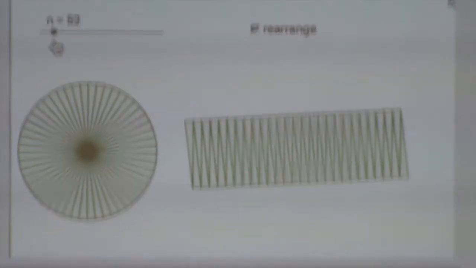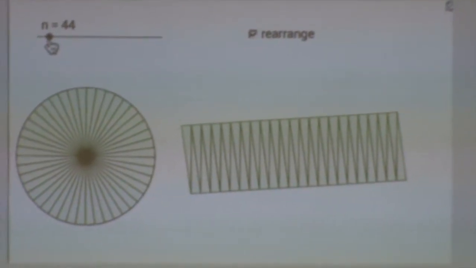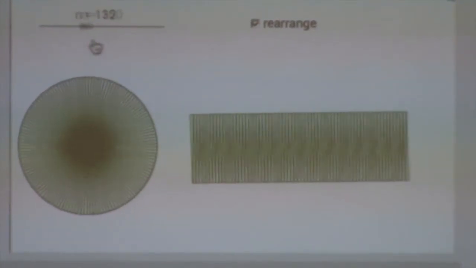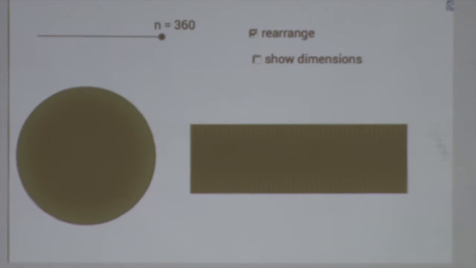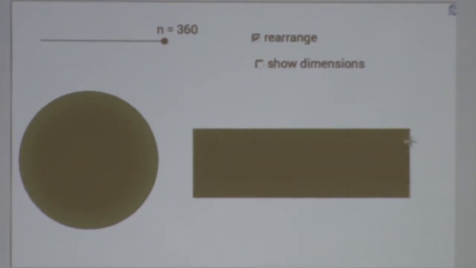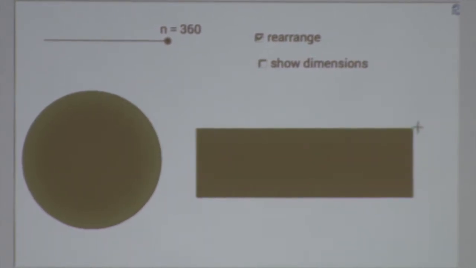Maybe it's easier to think about if I go to fewer pieces. So remember how I made it. So how long is this? It's my original radius, or very close to it. So this is my radius. But how long is this?